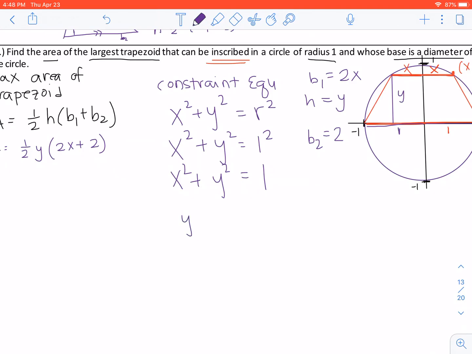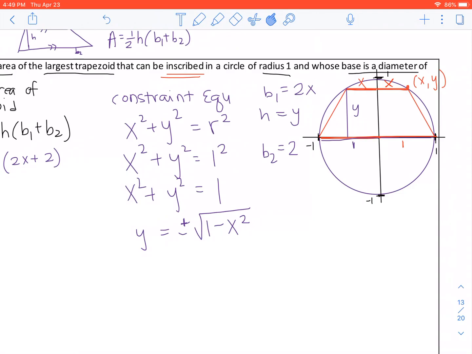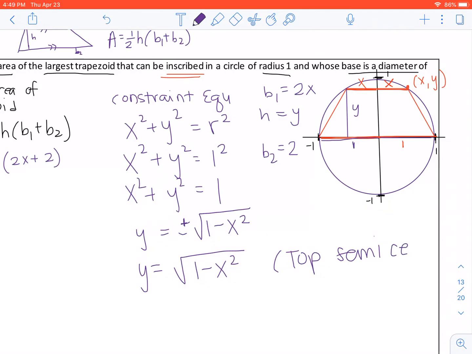If you solve this for y, you're going to have plus or minus the square root of 1 minus x squared. And I am going to only use the positive one. If you remember, the equation for a circle gives you two equations. There's a positive one, which is the top semicircle, and the negative, which is the bottom semicircle. And how I chose to draw out my trapezoid was in the top. So I'm going to use only the positive one. So I have y equals the square root of 1 minus x squared. And this is for the top semicircle.